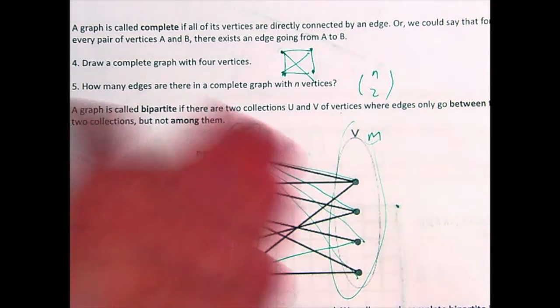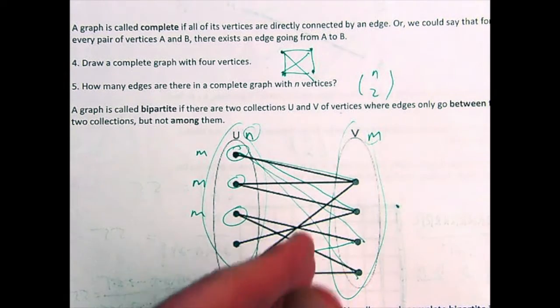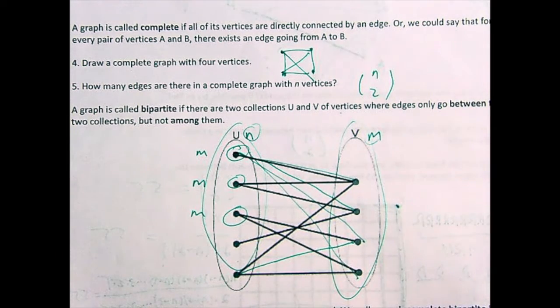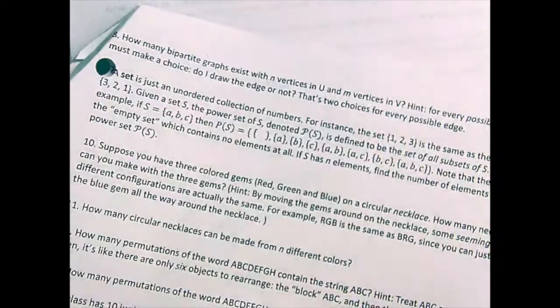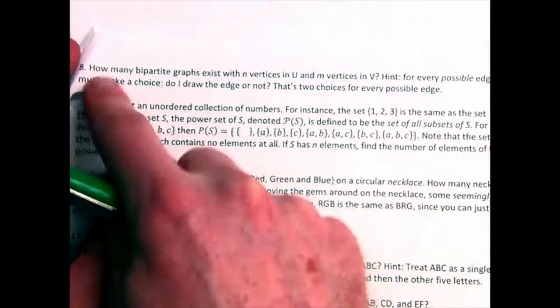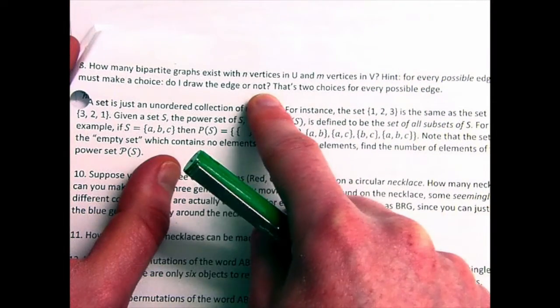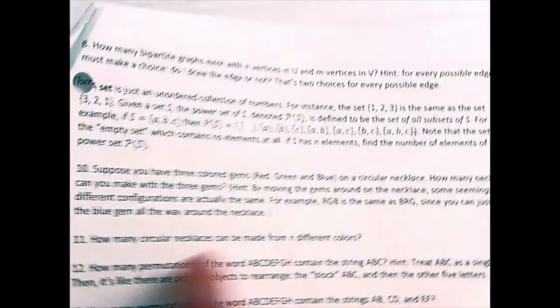There's only one complete bipartite graph of this type. There are lots of other graphs which are bipartite but not complete, like the example which was drawn here. Okay, so I'll give you a hint about how to do this. For every possible edge, you have to make a choice. Do you want to draw that edge or not? And that gives you 2 choices for every possible edge.